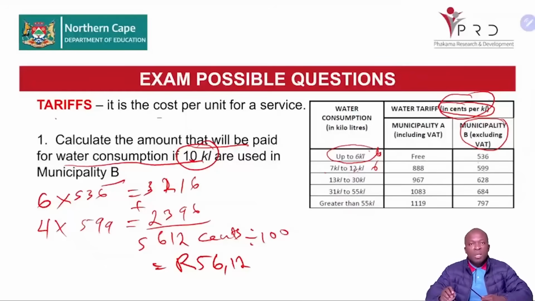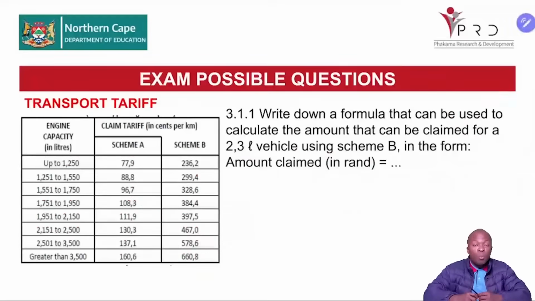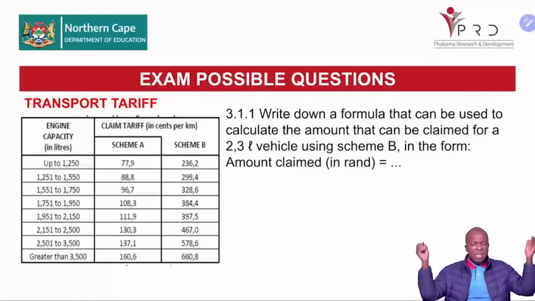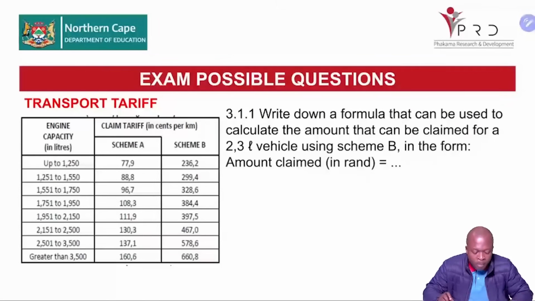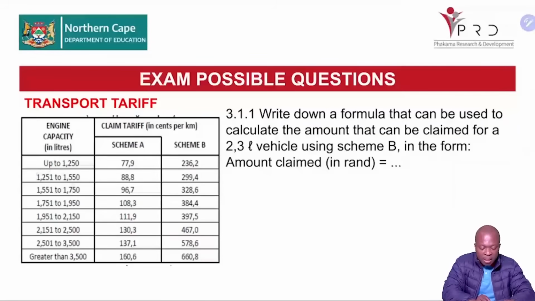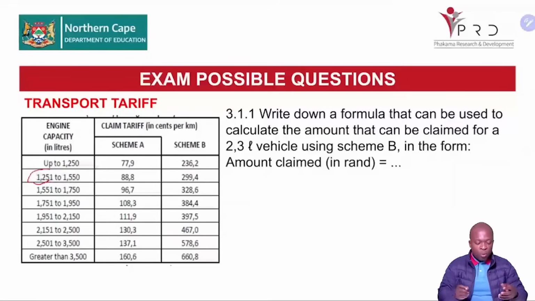This is how you answer the water tariff. Even if it is also electricity, it goes in the same way, so you are covered. Let's look at transport tariff then. So transport tariff works in a little bit different way. Whenever you have transport tariff, can you see here? This is 1.25 liters. It looks like 1, but it's liters. 1.25 liters to 1.55 liters. So how do we do the calculation then?